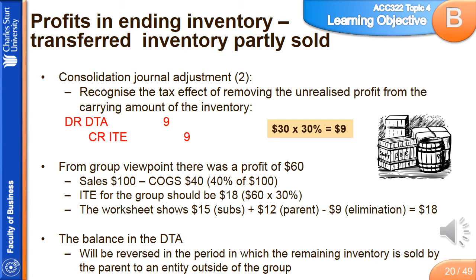And the balance in the deferred tax asset will be reversed in the period in which the remaining 60% of inventory is sold by the parent to an entity outside of the group.